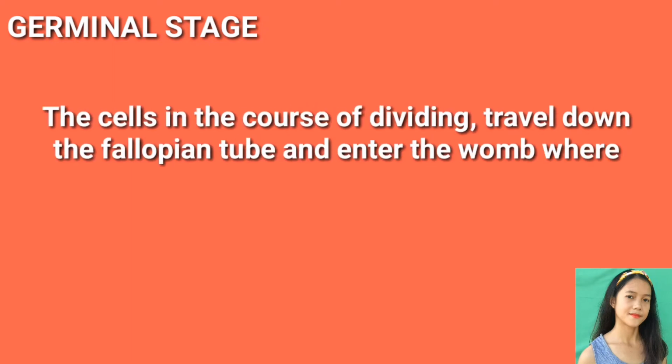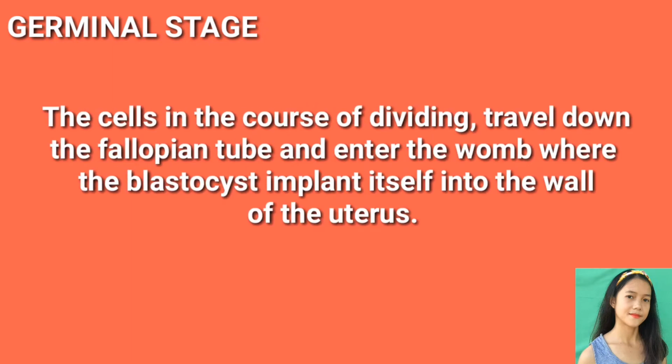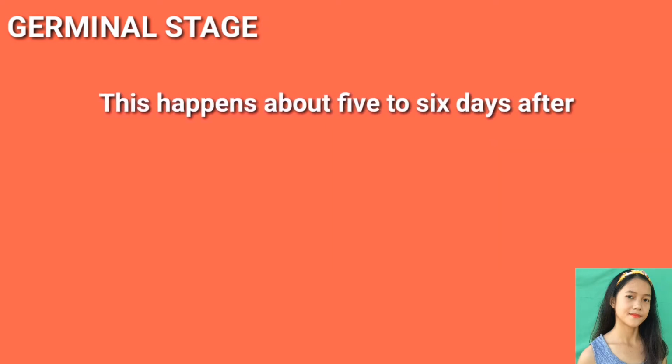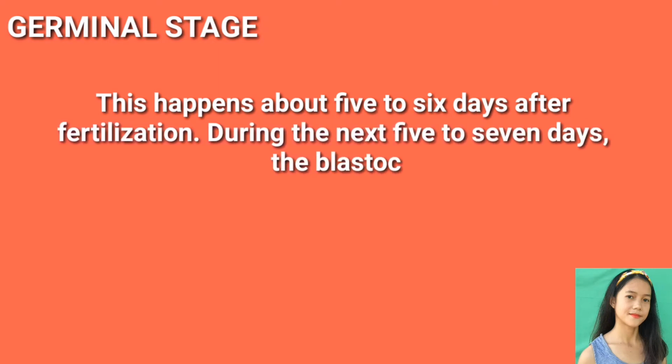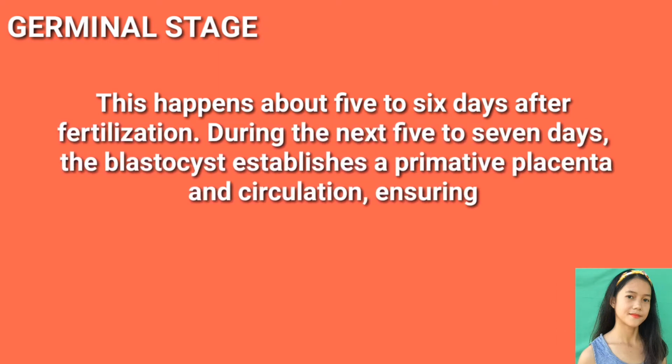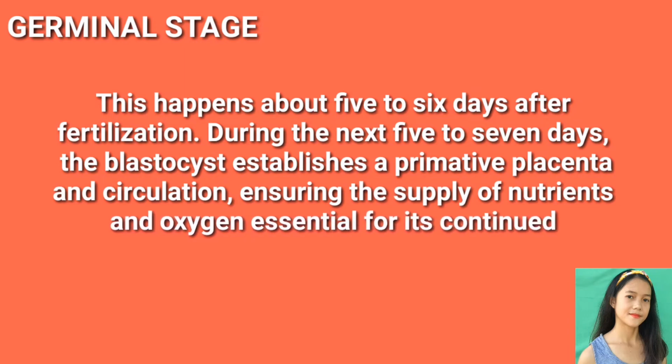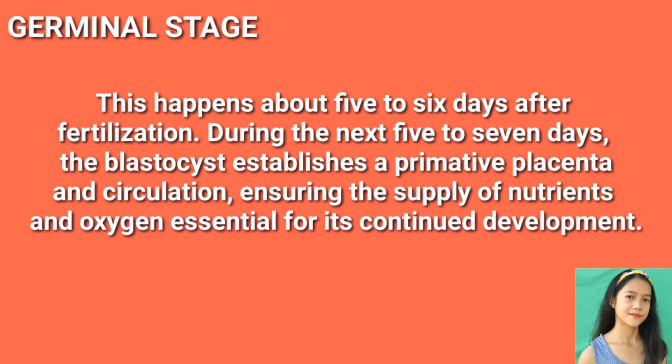The cells, in the course of dividing, travel down the fallopian tube and enter the womb, where the blastocyst implants itself into the wall of the uterus. This happens about 5 to 6 days after fertilization. During the next 5 to 7 days, the blastocyst establishes a primitive placenta and circulation, ensuring the supply of nutrients and oxygen essential for its continued development.